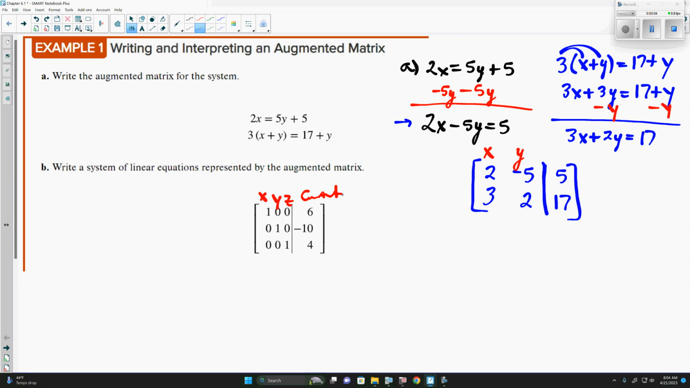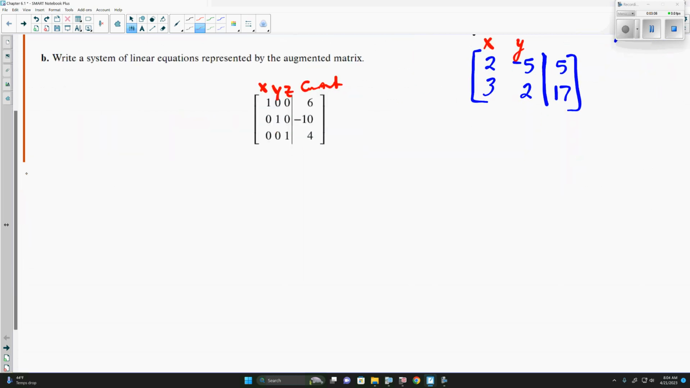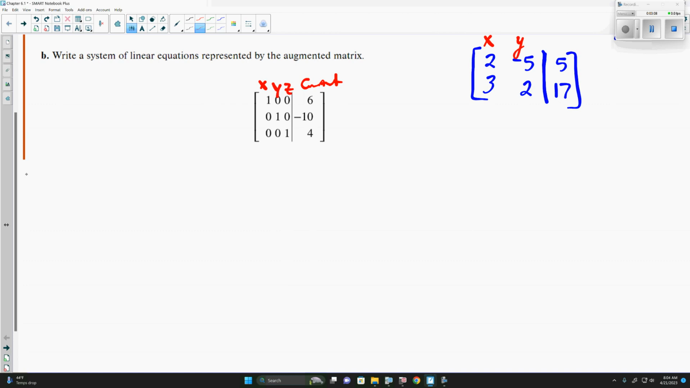Now, if we look at B, write a system of linear equations represented by the augmented matrix. So we'll have 3 equations. Now, the first one is telling us that 1 times x plus 0 times y plus 0 times z is equal to 6. So really, our 0y and 0z are gone, and it's just telling us that x is 6. And that's for the first one.